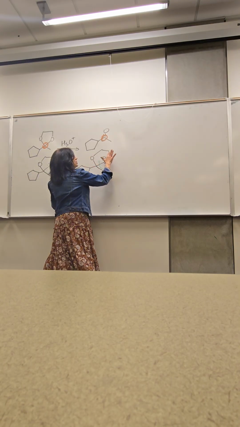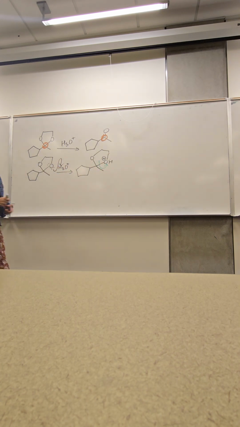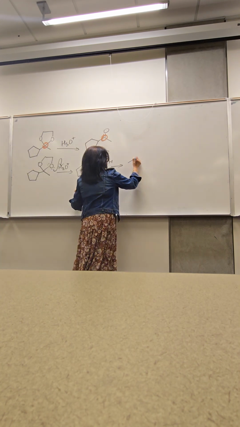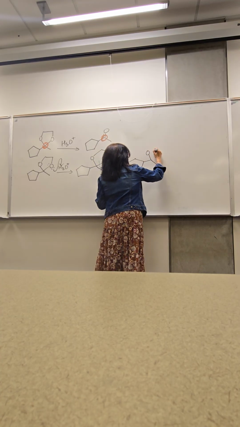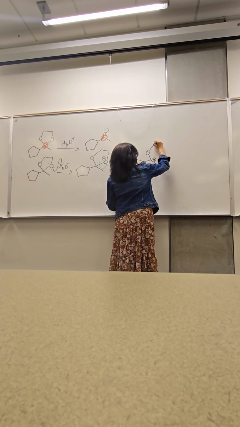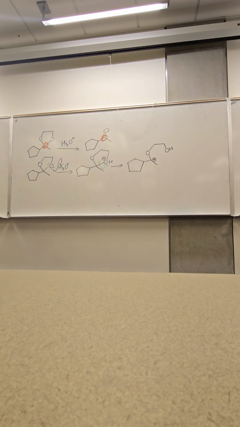So which bond will break? Green. Agreed? What will it create? Carbocation, yes, and then two carbons and OH. Agreed? It's exactly opposite. What should be the next step?